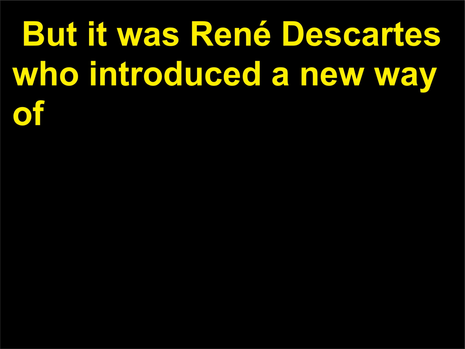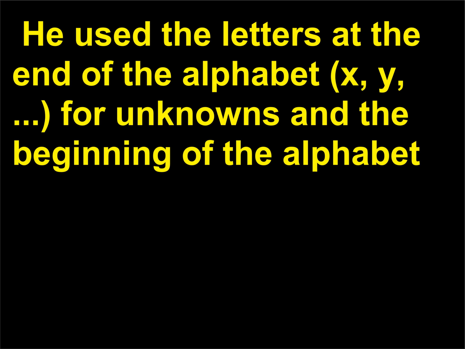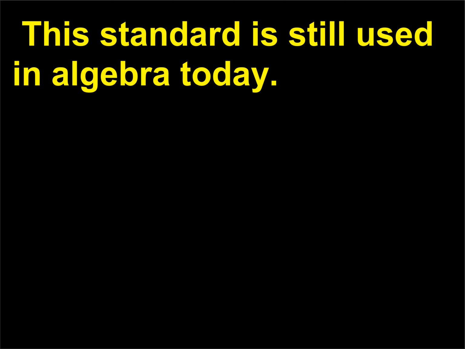But it was René Descartes who introduced a new way of using letters in the alphabet in his work La Géométrie. He used the letters at the end of the alphabet, x, y, for unknowns and the beginning of the alphabet, a, b, for knowns. In many instances, these letters are italicized. This standard is still used in algebra today.